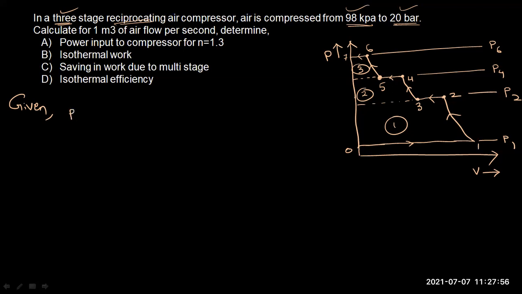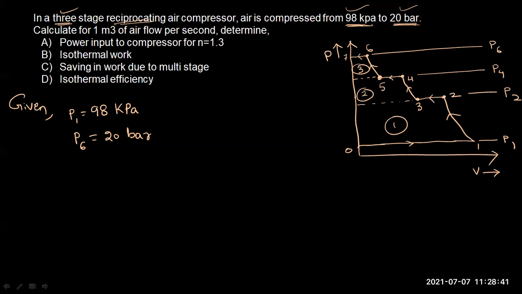Initial pressure P1 is equal to 98 kilopascal, and the 20 bar means final pressure. Don't take it as P2. Initial is 98, final pressure is 20 bar. Initial pressure P1 is 98 kilopascal and final pressure P6 is equal to 20 bar. This is in kilopascal, so we are not required to change anything, because the power and work, everything we will find out in kilowatts. That's why this pressure is given as 98 kilopascal. I will not touch it.